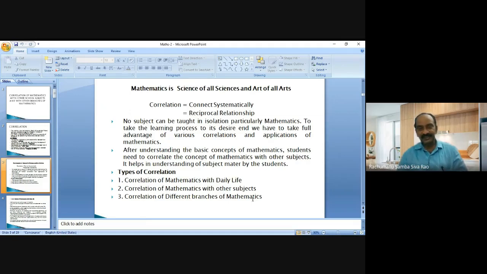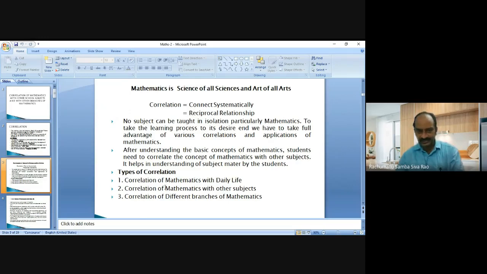Again, there are two types in this internal correlation: correlation within the branches of mathematics, and correlation within the topics of the same branch of mathematics. So that is the internal correlation. The remaining two come under external correlation: correlation with daily life and correlation with other school subjects.